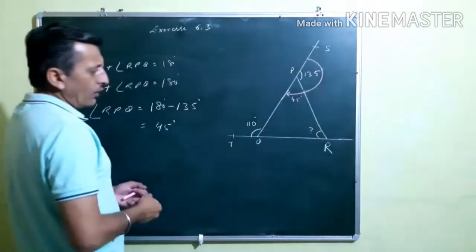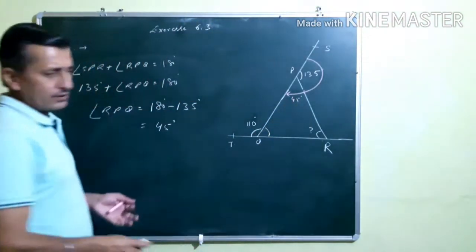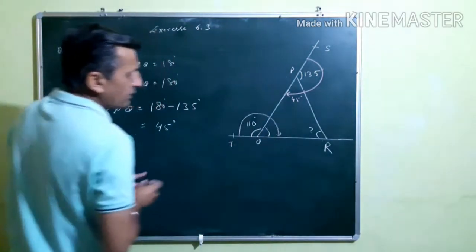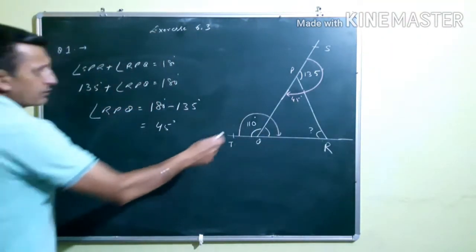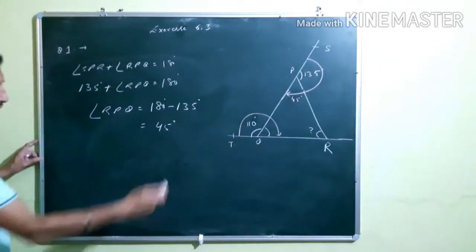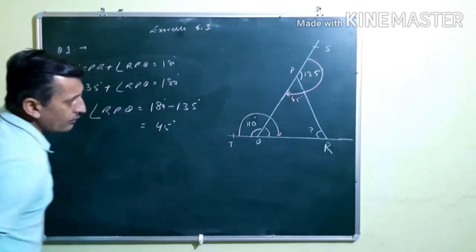Done. And now I want to find this one. Once again I am going to use the same concept, that is the linear pair angle. In this case, if it is 110 degrees and the total sum is equal to 180 degrees, so naturally this angle is equal to 70 degrees.